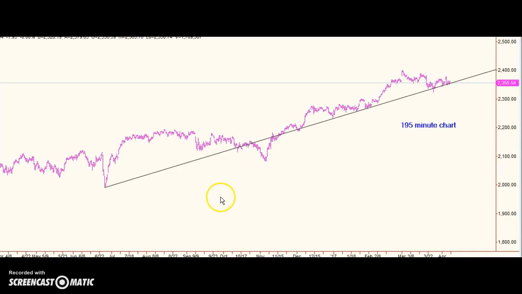But look at the consequence if we drop from here. This is a trend line that goes back to June. It's been hit a number of times. We've been hovering on it. We can't break free. Eventually this breaks, and when it breaks, it has the potential to break in grand style.